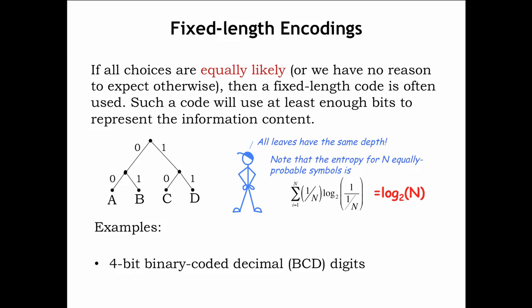In binary coded decimal, each digit of a decimal number is encoded separately. Since there are 10 different decimal digits, we'll need to use a 4-bit code to represent the 10 possible choices. The associated entropy is log base 2 of 10, which is 3.322 bits.